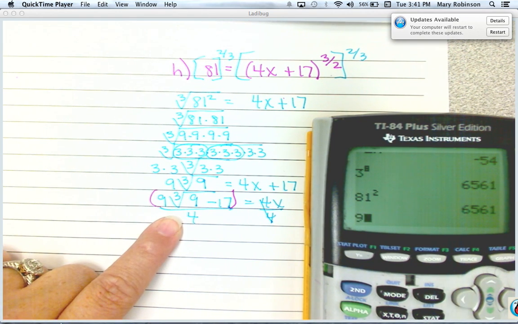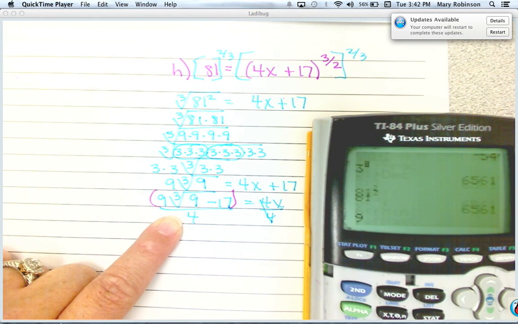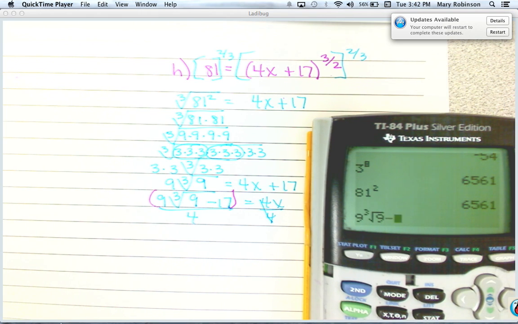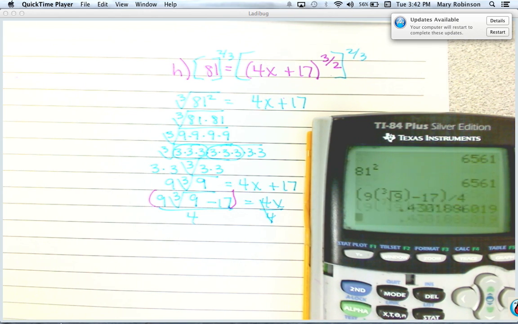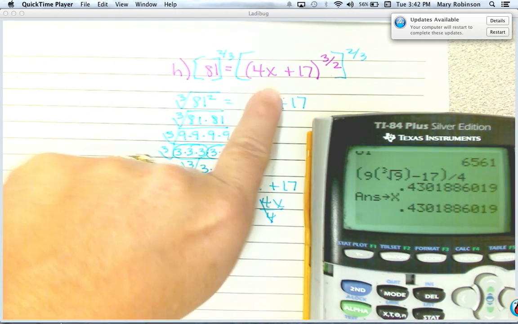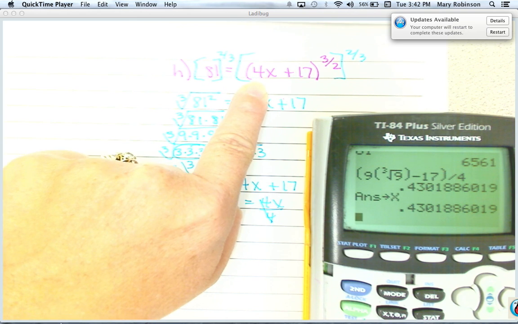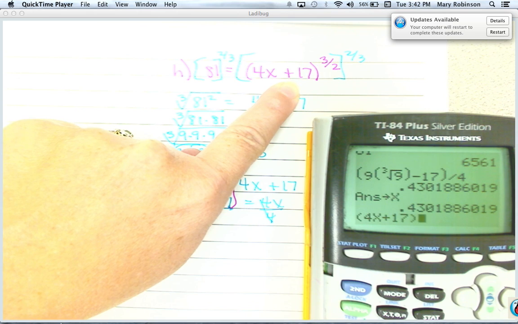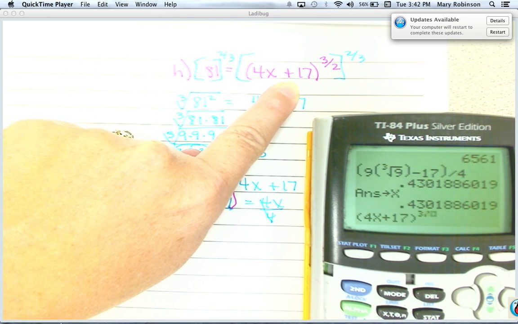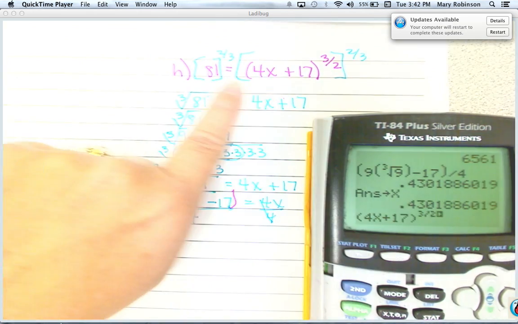So if we have 9 cube roots of 9 minus 17, divided by 4, and we store that as x, then we want to go back here and plug it in here and see if it comes out to equal 81. So 4x plus 17 to the 3/2 power. Hopefully it comes out to equal 81.